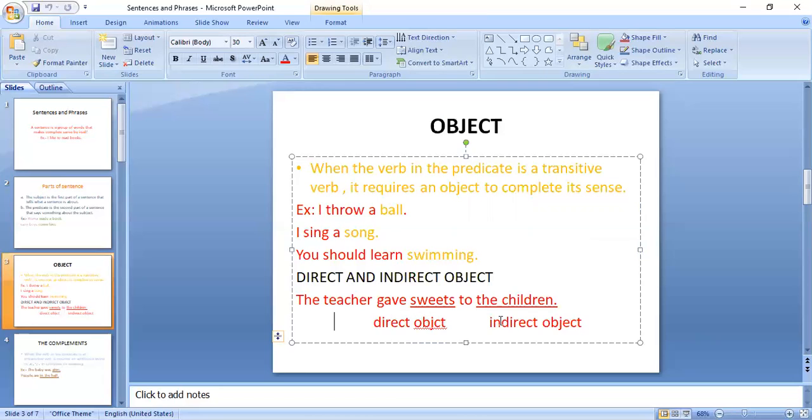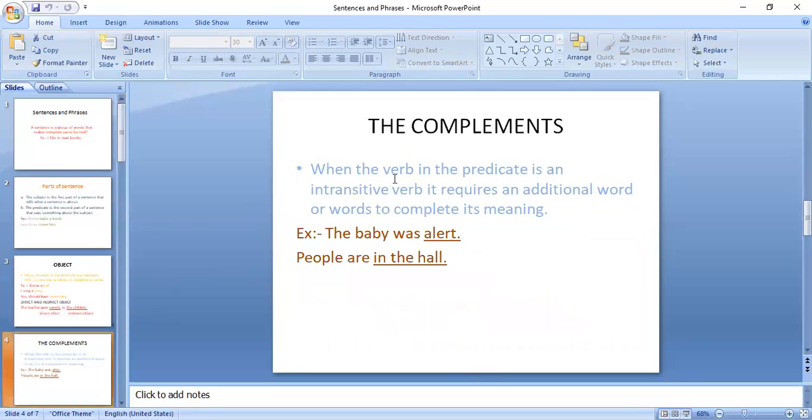Then, what is an indirect object? The noun naming the person for whom something is done is the indirect object of the verb. What is that? That is the children. The children is the indirect object. So I think all of you are clear about object. Then we'll move to complements.